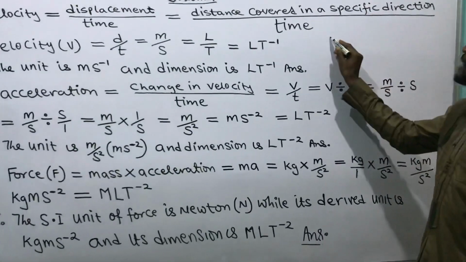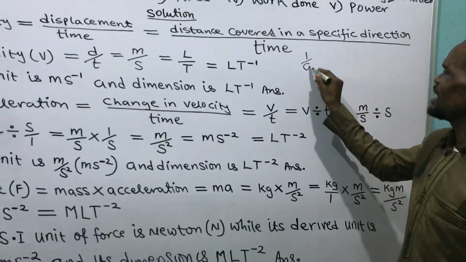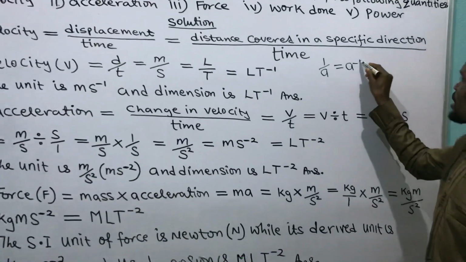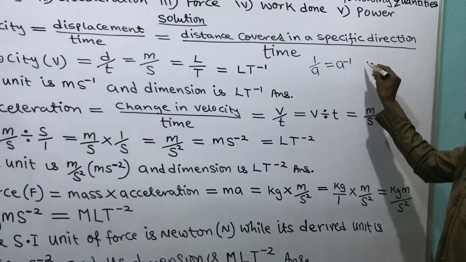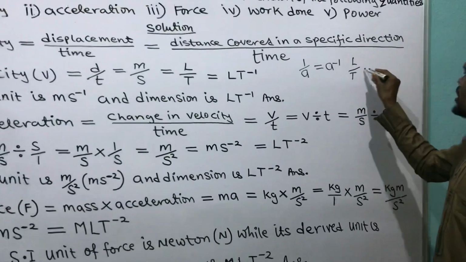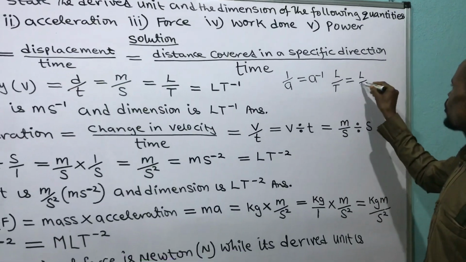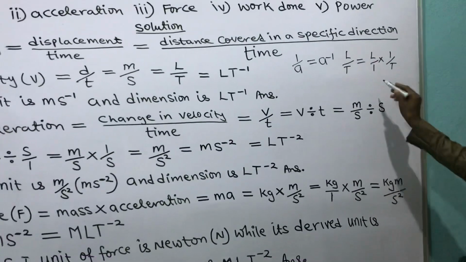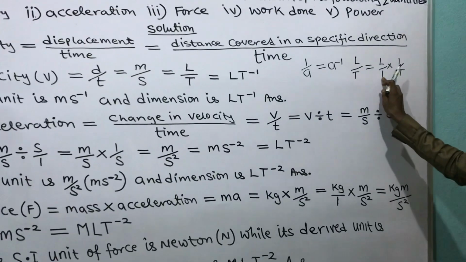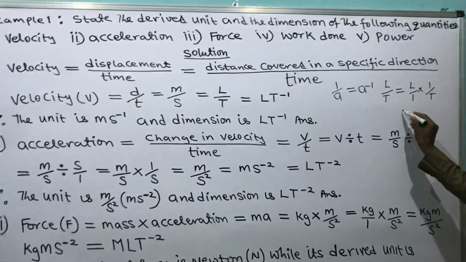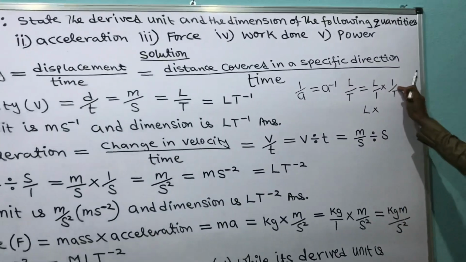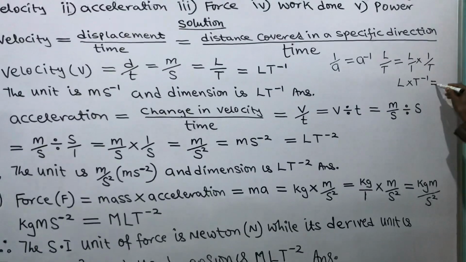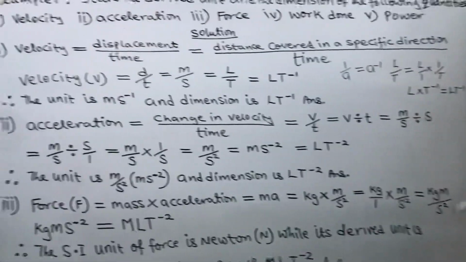You remember that in indices, 1 over A is the same thing as A raised to power minus 1. Therefore, L over T is the same thing as L over 1 times 1 over T. L divided by 1 gives L, times 1 over T, which is the same thing as T minus 1. That gives me LT minus 1. That's how we get that.